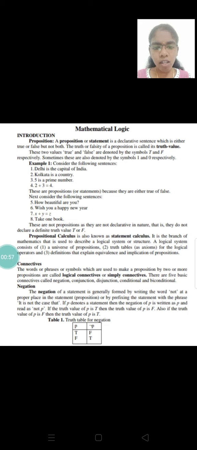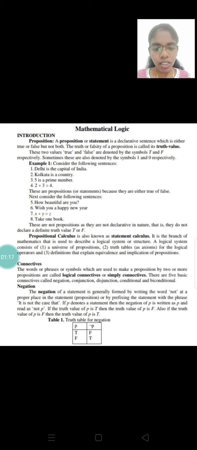Next, consider the following sentences. How beautiful are you? Wish you a happy new year. x plus y equals z. Take one book. These are not propositions as they are not declarative in nature. That is, they do not declare a definite truth value, T or F.